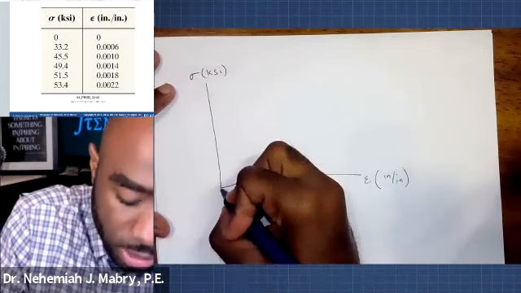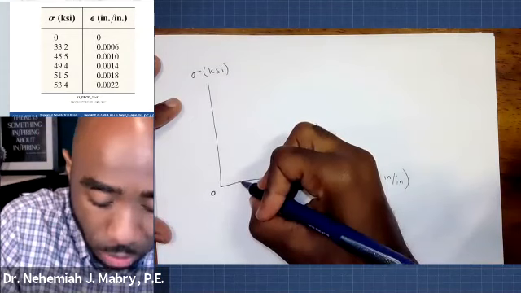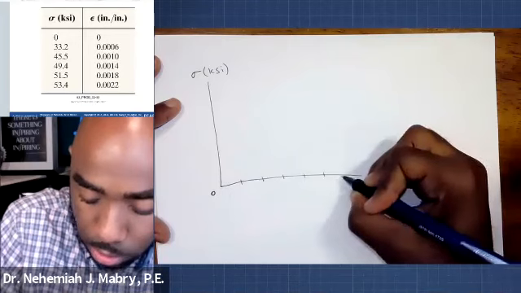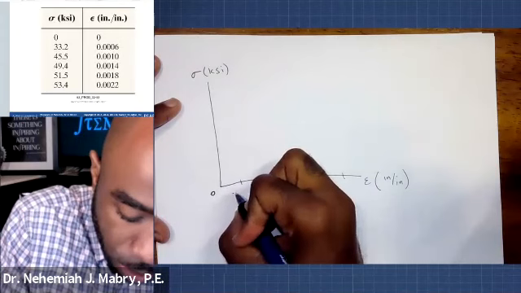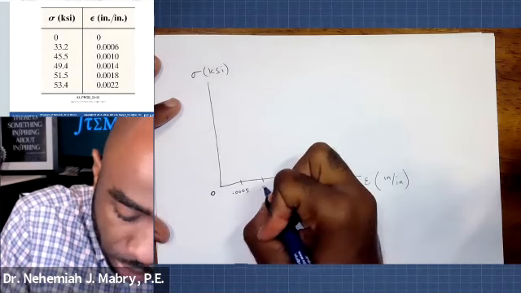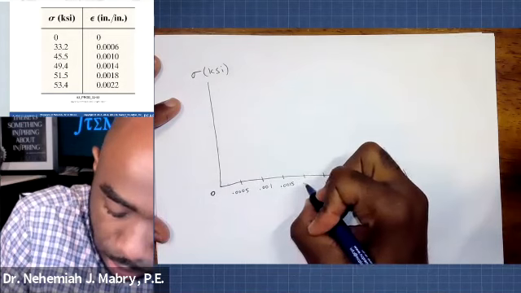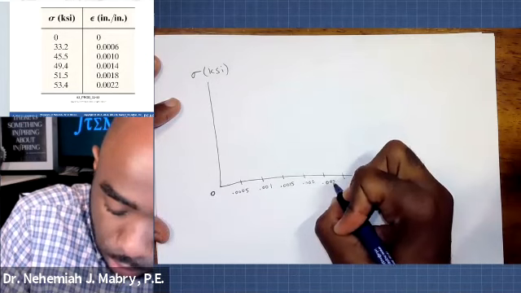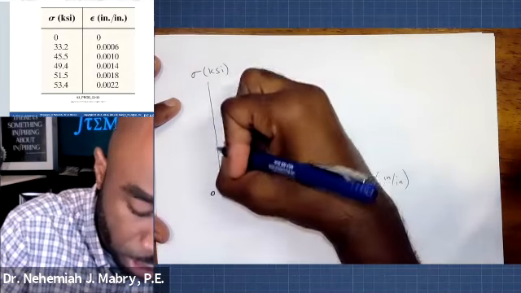This is our origin, 0, 0 in both cases. And we'll go ahead and start writing our increments here, equally spaced. If it's not equally spaced, it's not going to look right. So 0.0, we'll call this 0.0005, this is 0.001, 0.0015, 0.002, 0.0025, and so on, 0.003. We'll do some equal increments here.